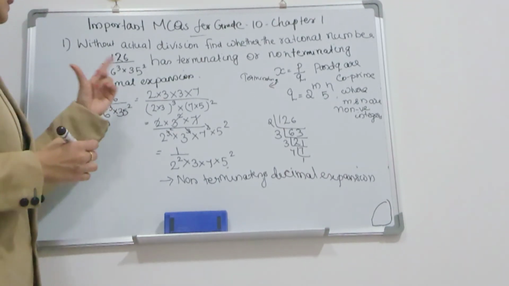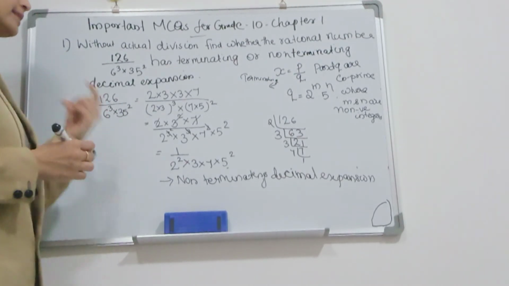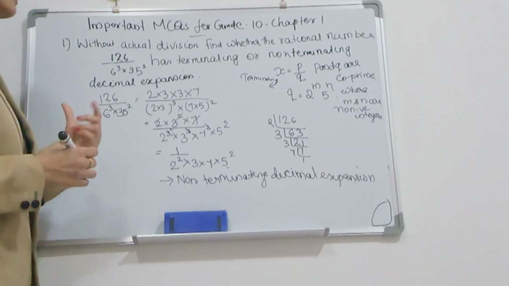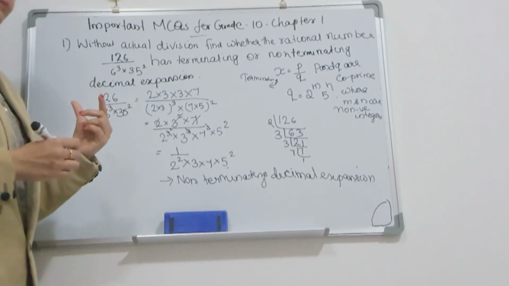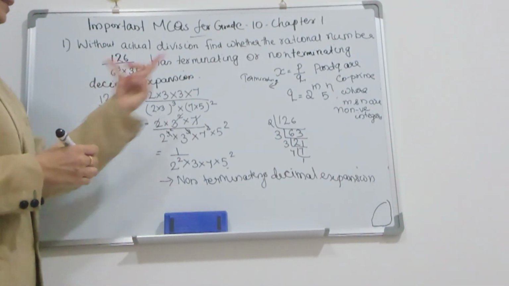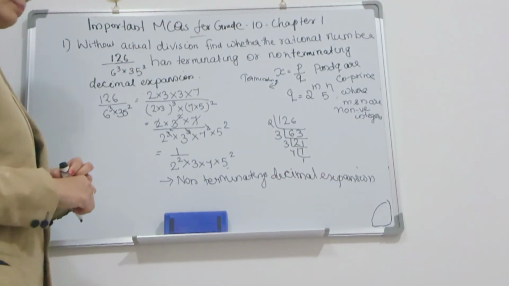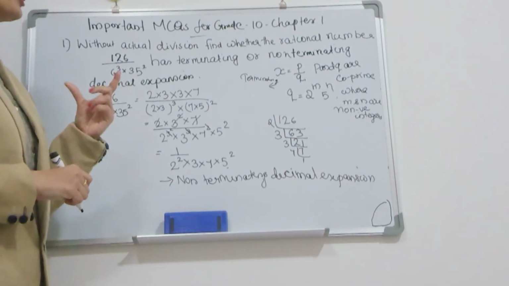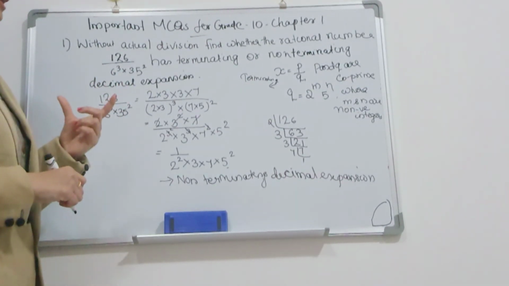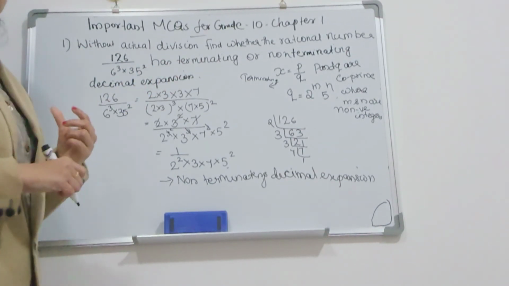Okay, I will explain in Malayalam. This rational number, this decimal expansion, terminating or non-terminating is the theorem. A rational number x is equal to p by q, where p and q are co-prime, if the denominator is of the form q equal to 2 power m into 5 power n, and only then this is terminating.